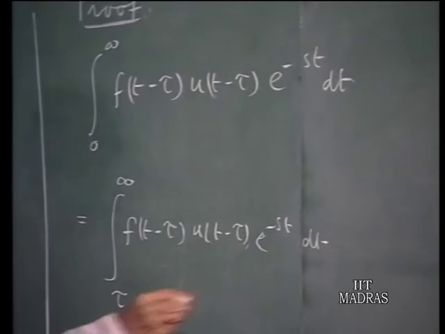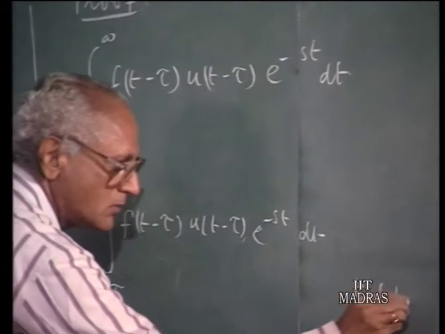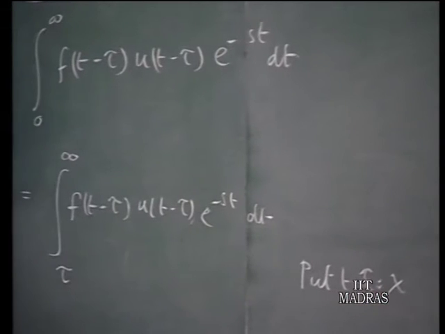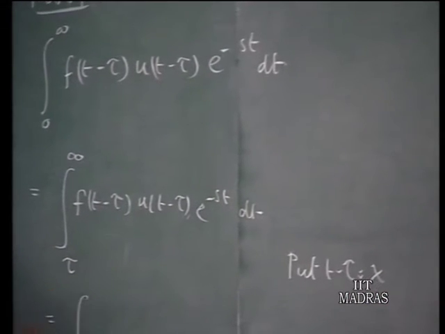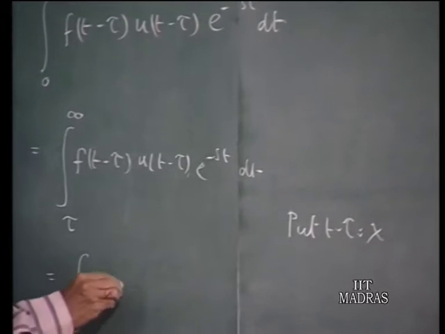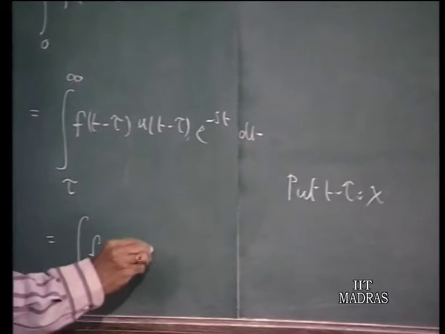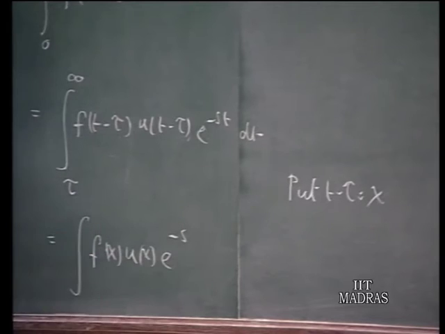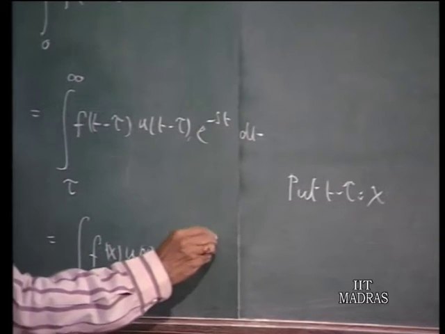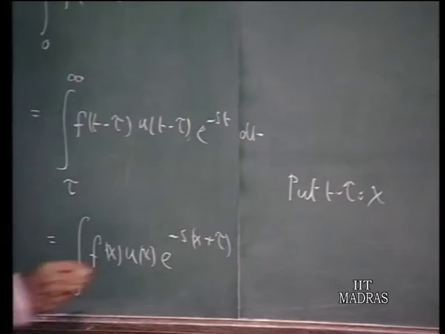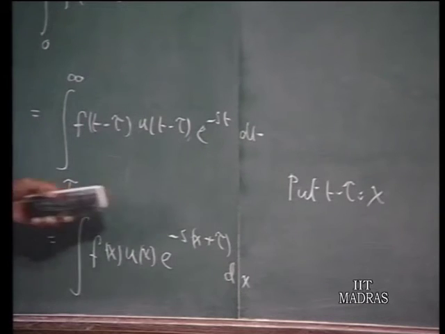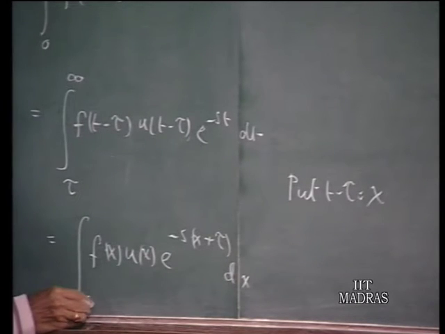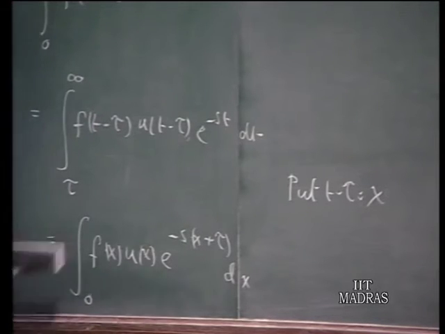Now, let me put here t minus tau as, let us say, x. Then this is f of x, u of x, e to the power of minus s, t equals tau plus x, and dt equals dx. And the range of integration, now when t becomes tau, x becomes 0, so it starts from 0, and when t equals infinity, x also will be infinity because tau is finite. That is what we are having.